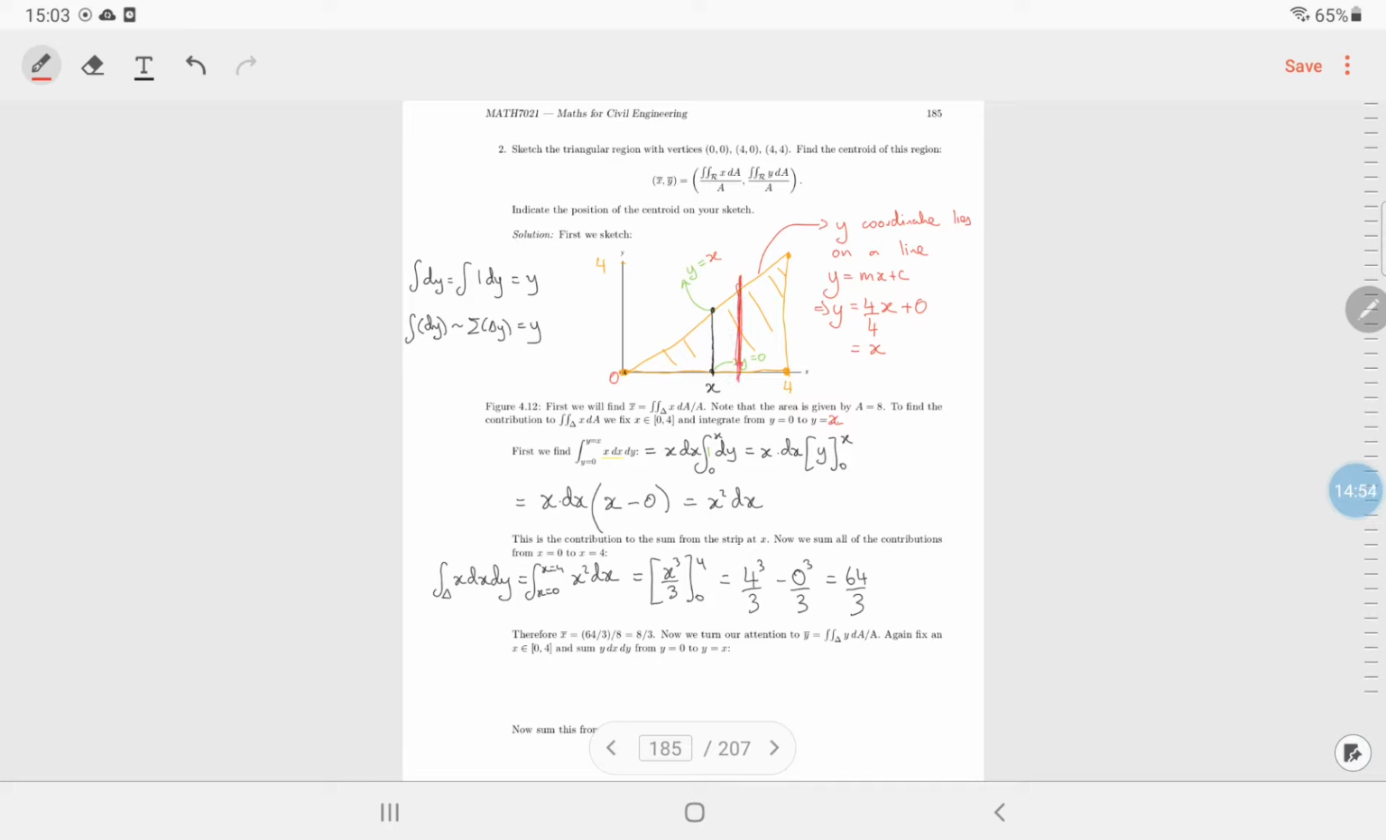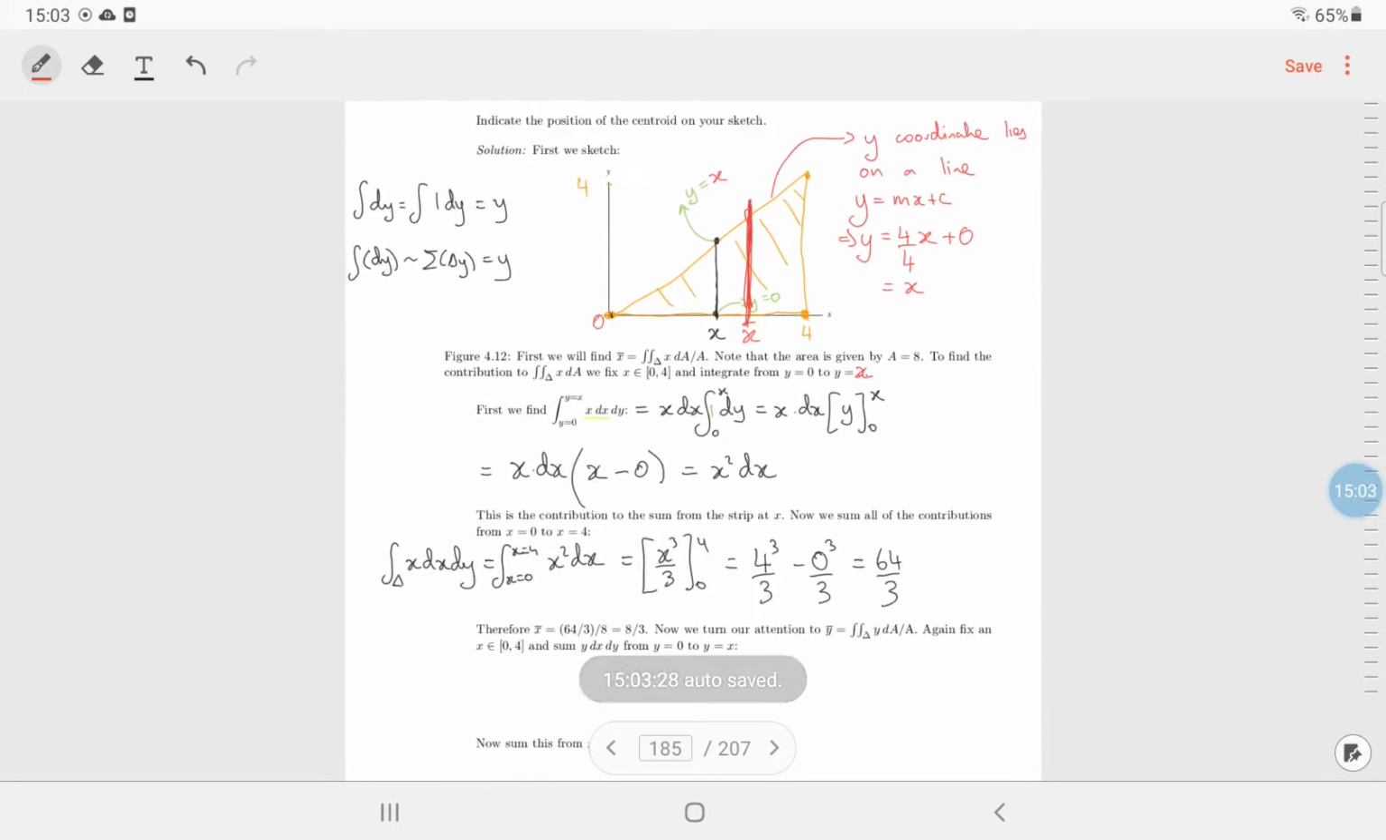Now you probably have learned in other modules how to find the centroid of a triangle, and I suppose what I'm telling you is where those formulas come from, and this should end up being quite familiar.